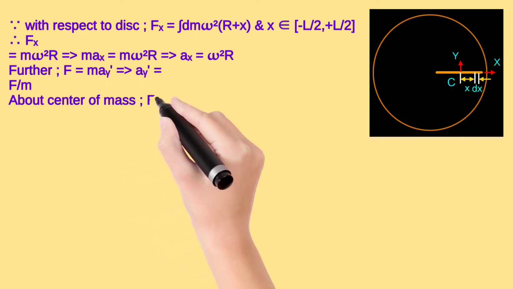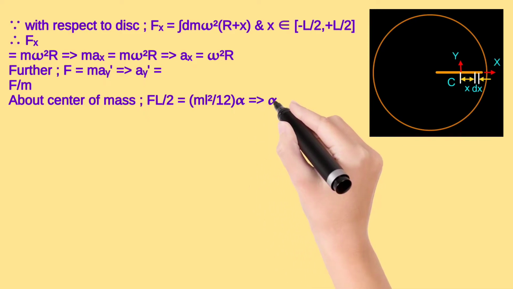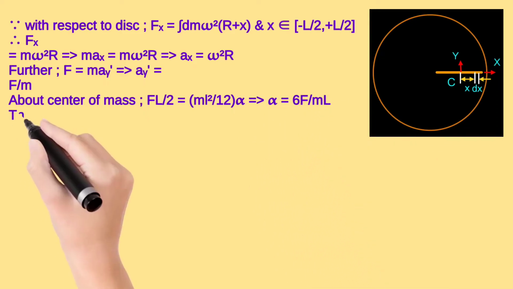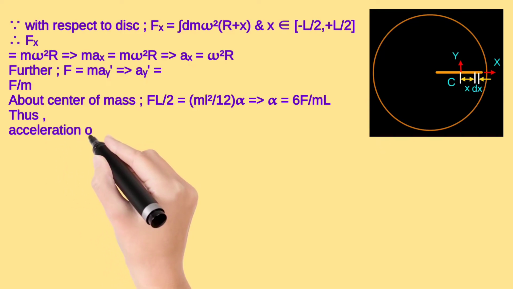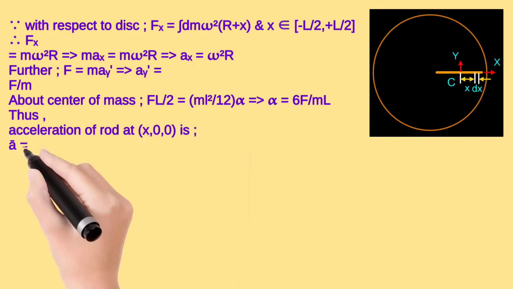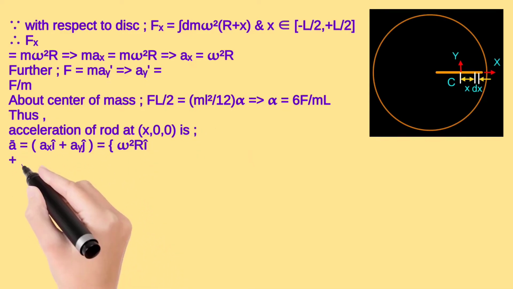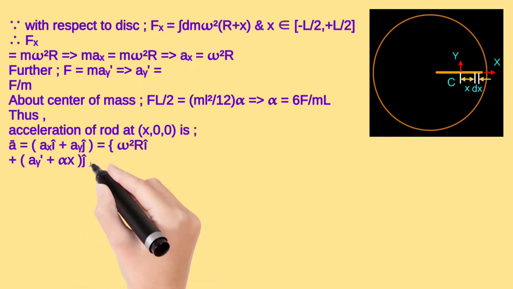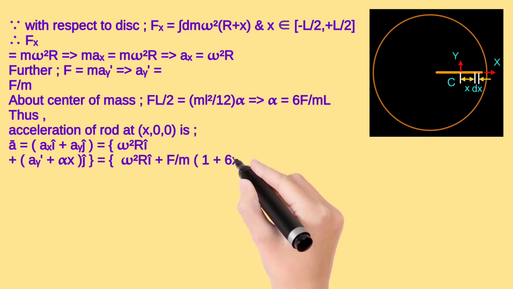Further, the unbalanced force along the y axis is F equal to m ay dash, and ay dash is F by m. Now let us write the torque equation about the center of mass: F L by 2 is the torque, which equals I alpha, where I is m L square by 12. It gives angular acceleration alpha equal to 6F by mL. Thus the acceleration of the rod at (x, 0) is a equal to ax i plus ay j.